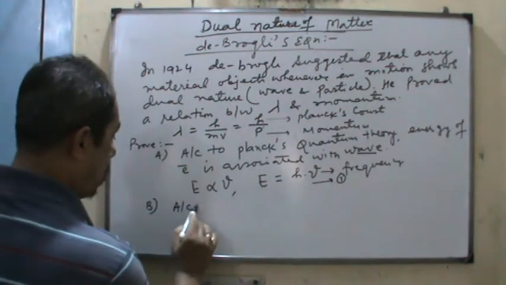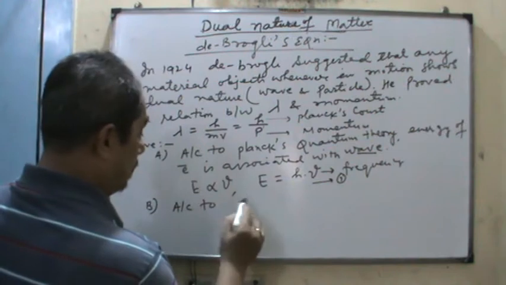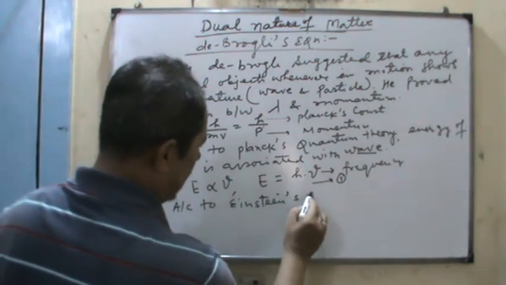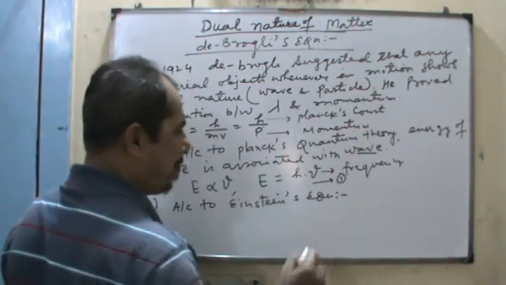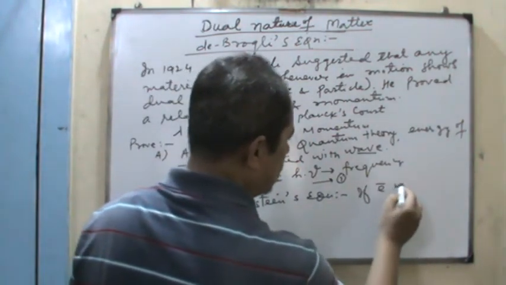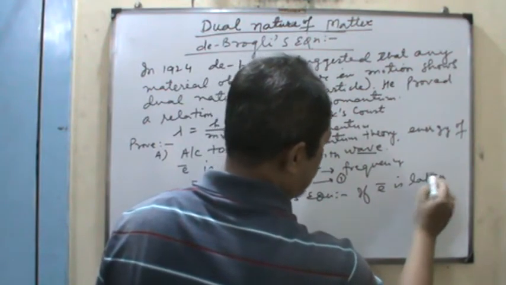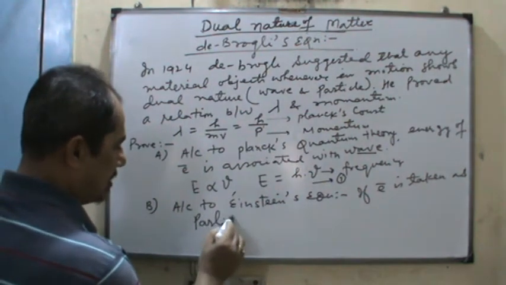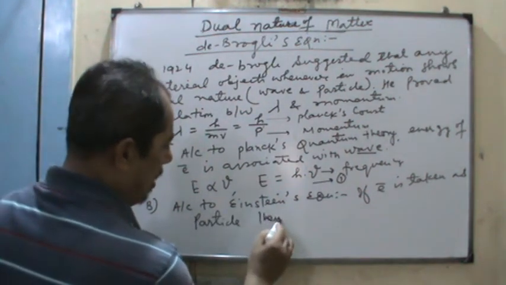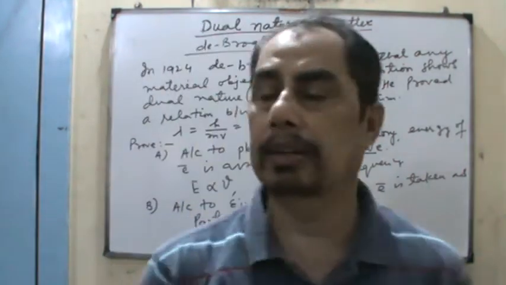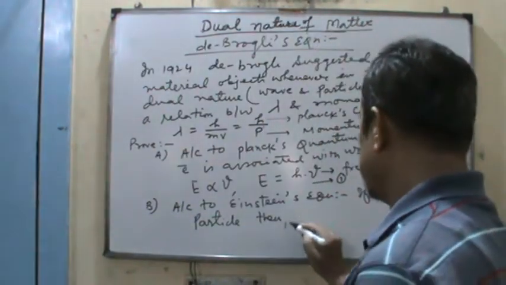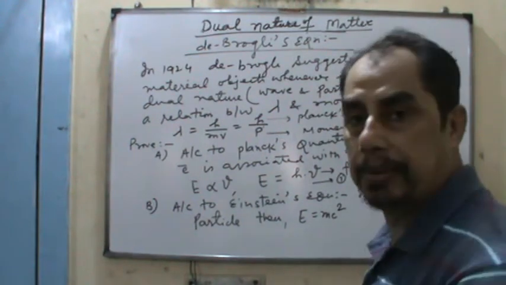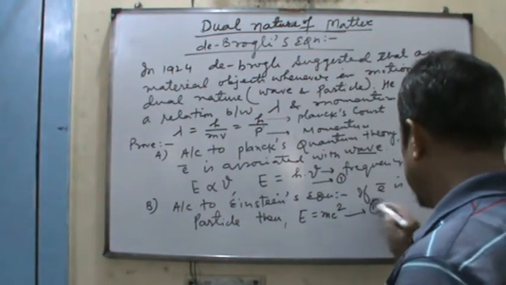According to Einstein's equation, if the electron is considered as having particle nature, then E is equal to mc square. It is equation 2.